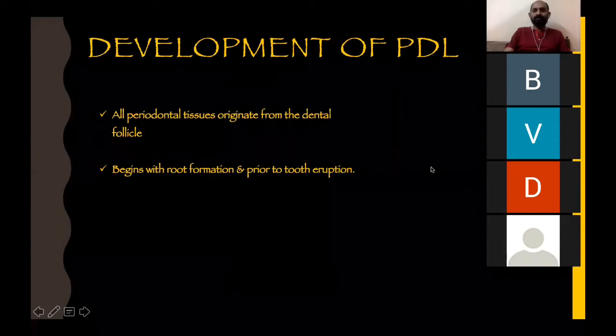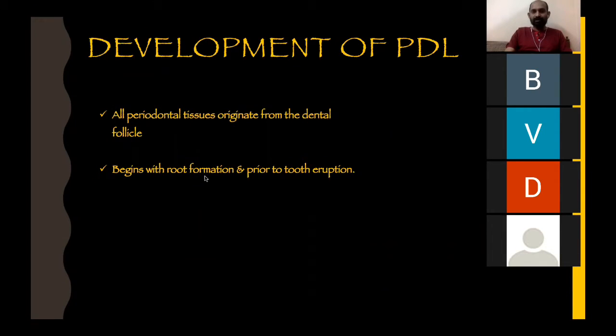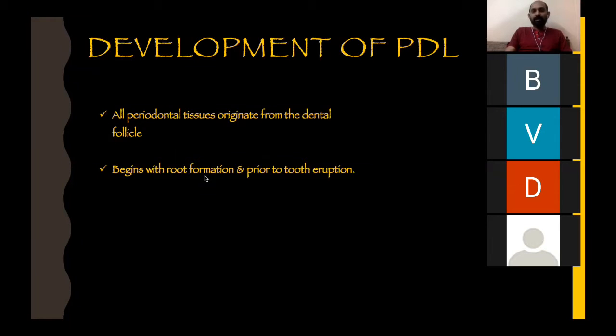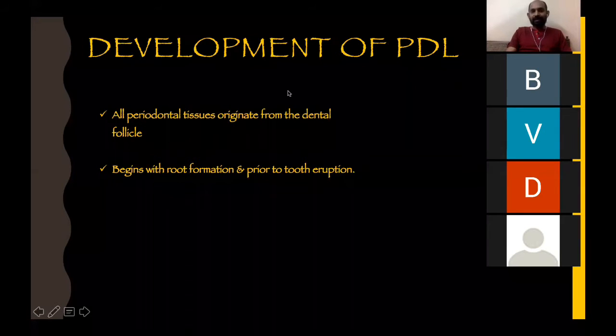Okay, so coming on to the development of the periodontal ligament. Now all of you are aware of tooth development as such. In tooth development, the two germ layers are your organ, the dental papilla and the dental follicle. So this periodontal ligament arises from the dental follicle.